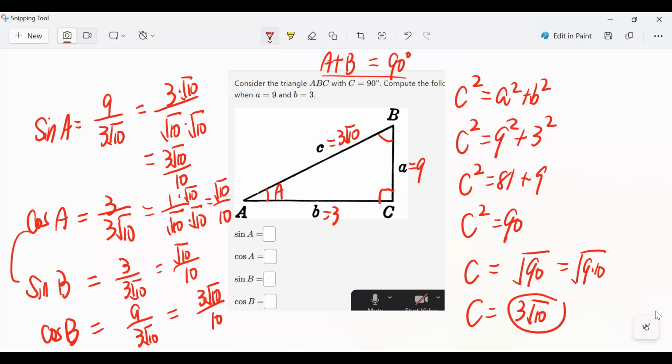So that's all the answers. 3 radical 10 over 10. This is radical 10 over 10, radical 10 over 10, and 3 radical 10. Any question about this?